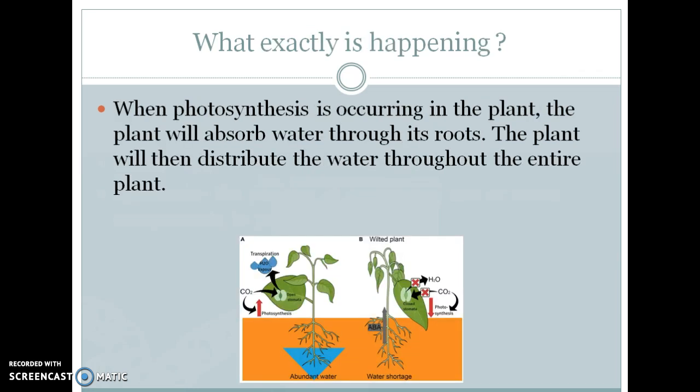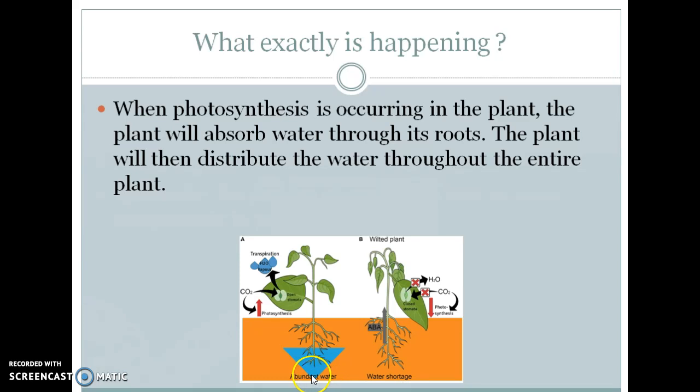What exactly is happening? Well, when photosynthesis is occurring, the plant will absorb water through its roots. The plant will then distribute the water throughout the entire plant. So here you can see that I have a photo of two plants. One that has access to water, and one that has a low shortage of water.